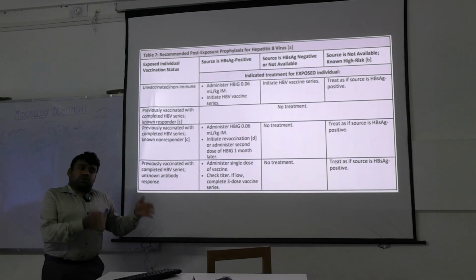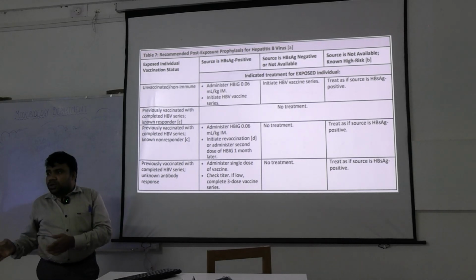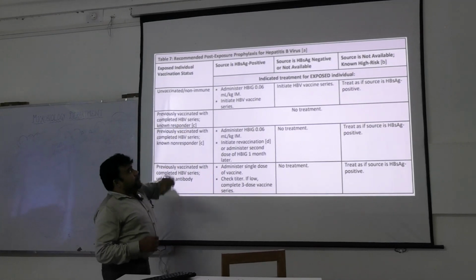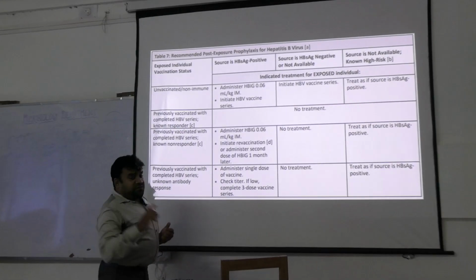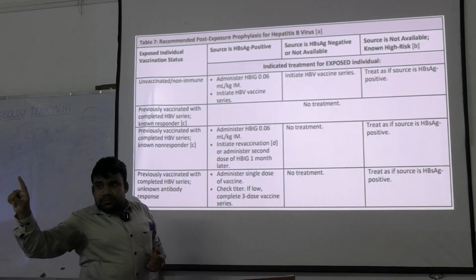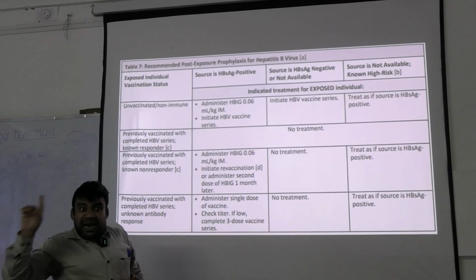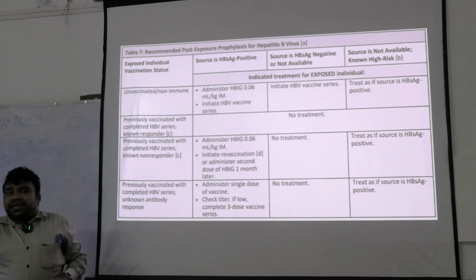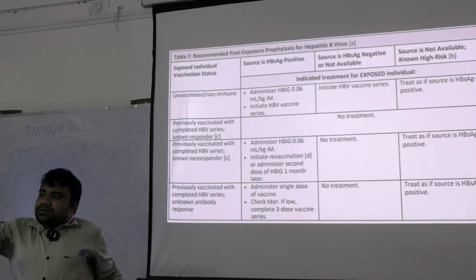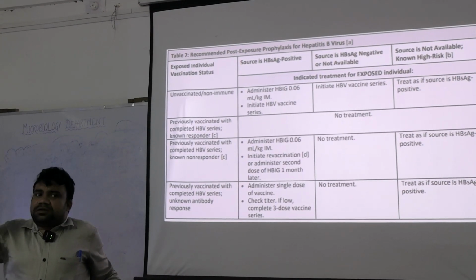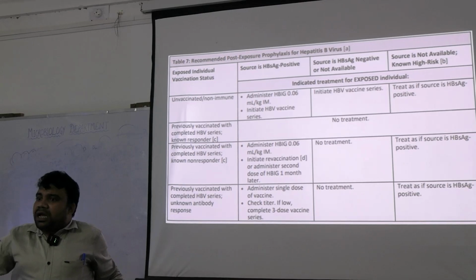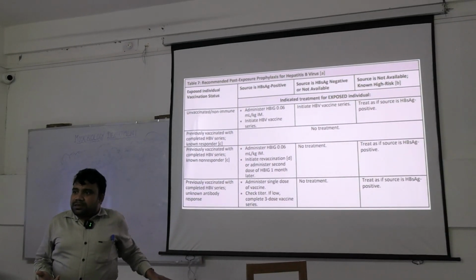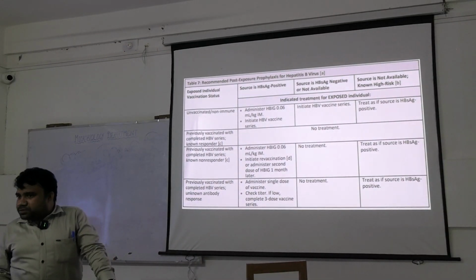We must test both the person and the source. Now, if the source may have hepatitis, that is the surface antigen, not antibody; antigen may be positive or negative. If antigen is positive, that means the patient or the source is actively infected. So, there is a higher probability of transmission.